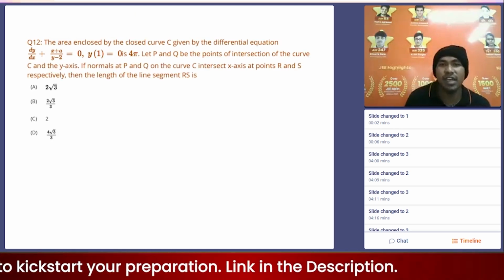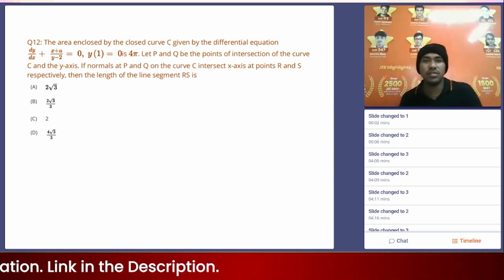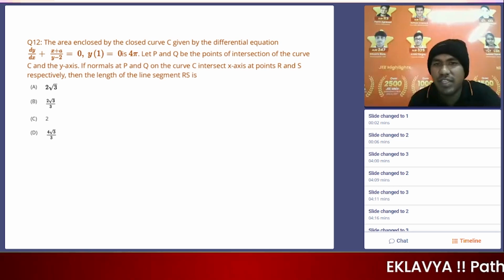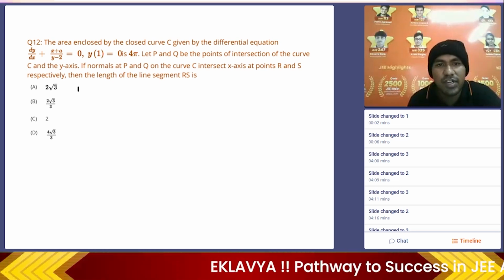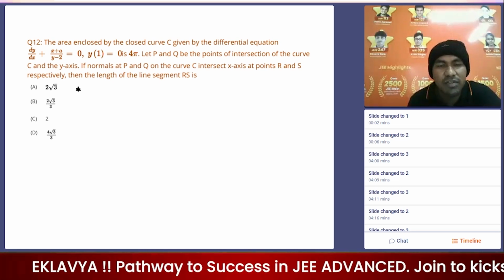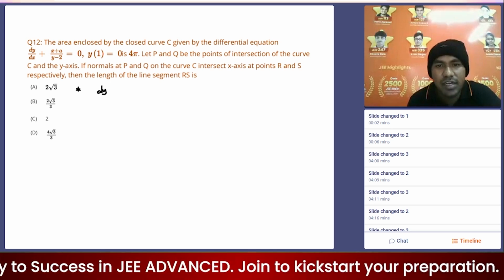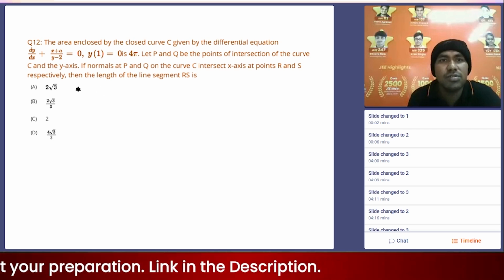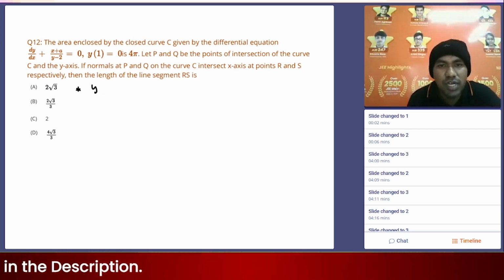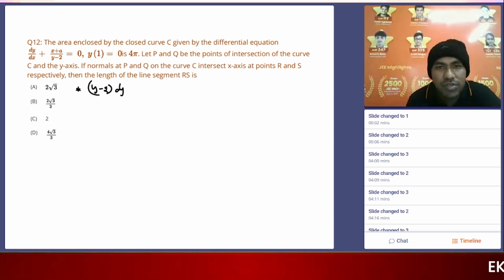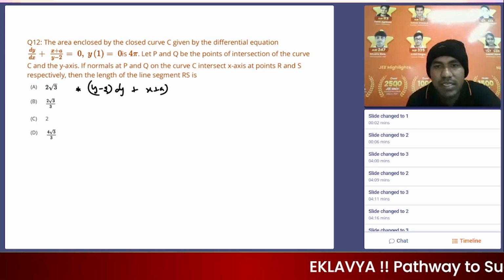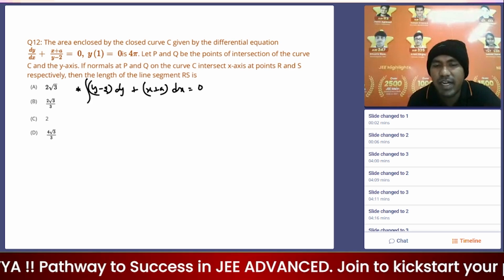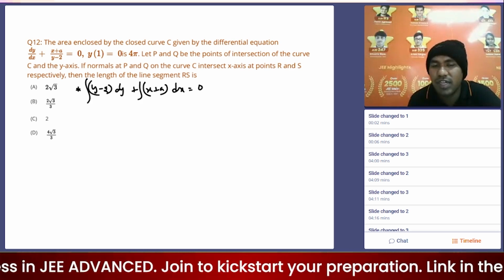Now, the next one: the area enclosed by the closed curve C given by the differential equation. So they have given a differential equation with some condition. First try to solve this differential equation. By seeing it, we can easily separate the variables, right? So the variable separation will become y minus 2 times dy, plus x plus a times dx, equals 0. We can directly integrate, because the variables are separable.